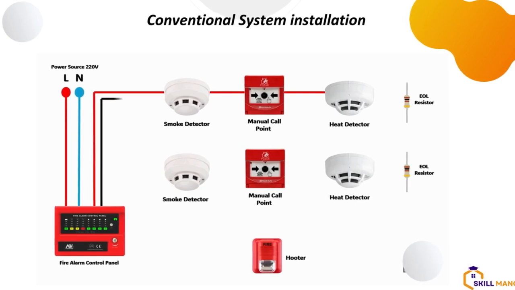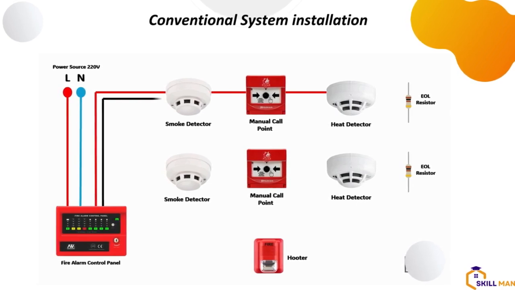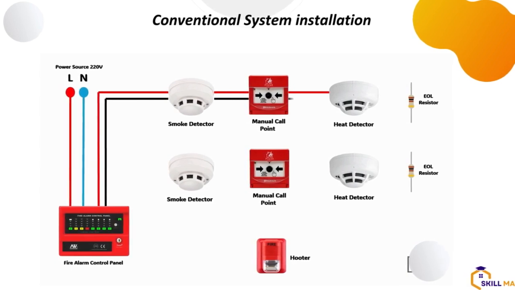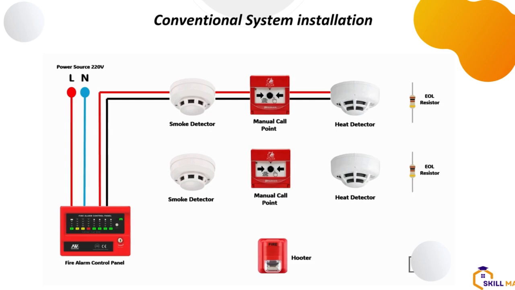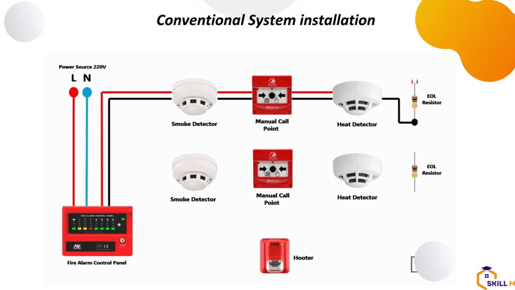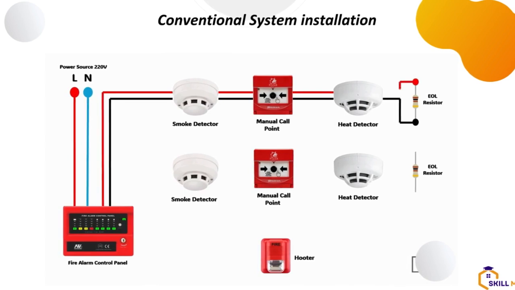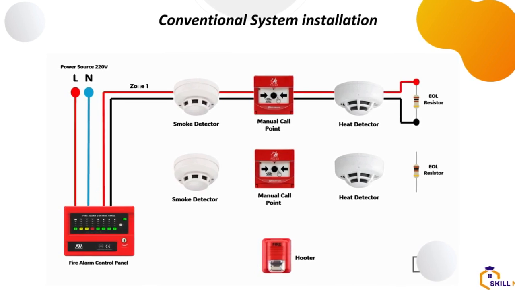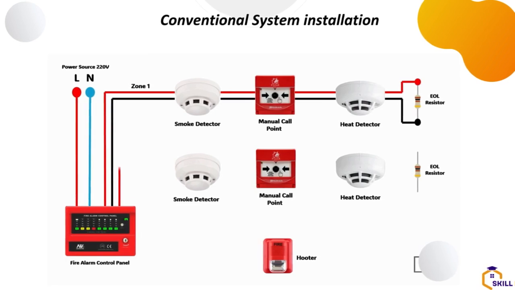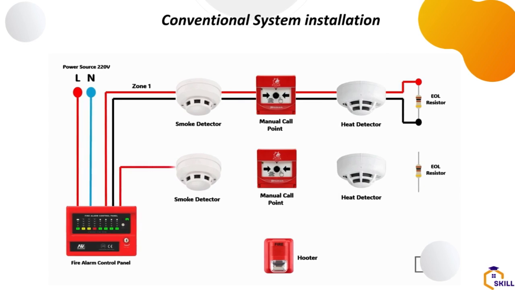Then look at the red cable, which is the positive cable. It's going all the way from the control panel to the first smoke detector, from the smoke detector to the manual call point, from the manual call point to the heat detector, and that's the last device on the line, on the chain. So if it's 10 devices, you have to loop them together like this. And the last one will have the end of line resistor. This part is very important.